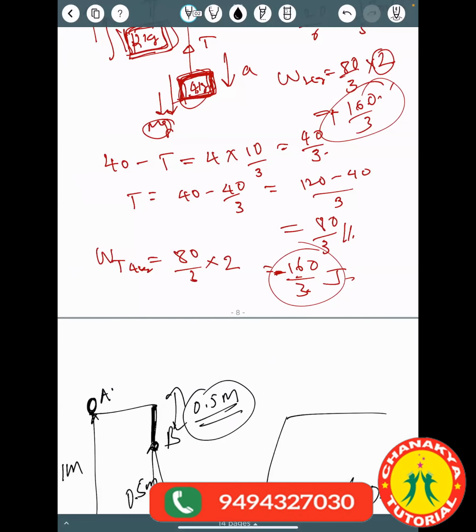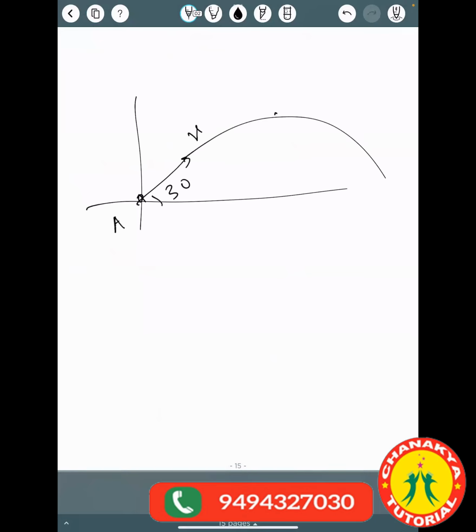See what he is asking. We are projecting a particle with velocity v at a 30-degree angle. Let's say point A. He is saying when it reaches the topmost point, you guys know this velocity will become only v cos 30 degrees, correct? So he is asking, let's say this point is B, what is the kinetic energy at A versus the kinetic energy at B.